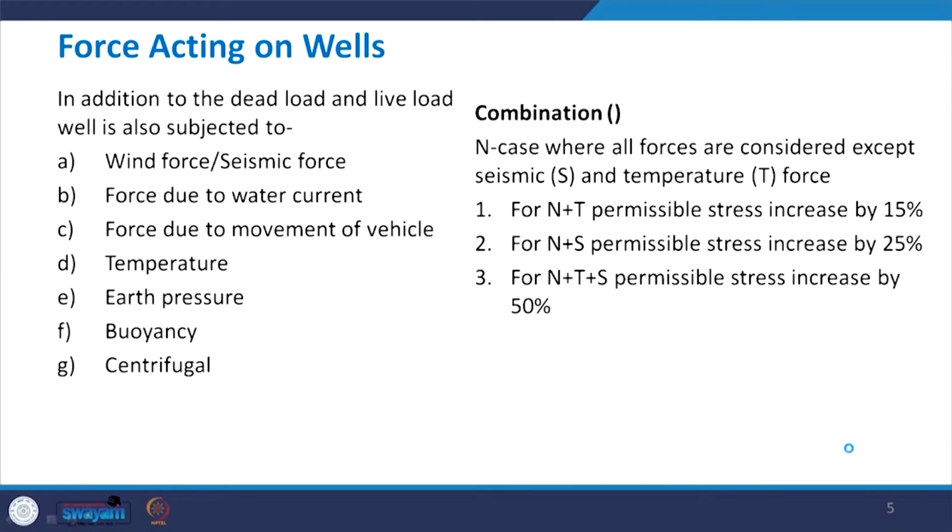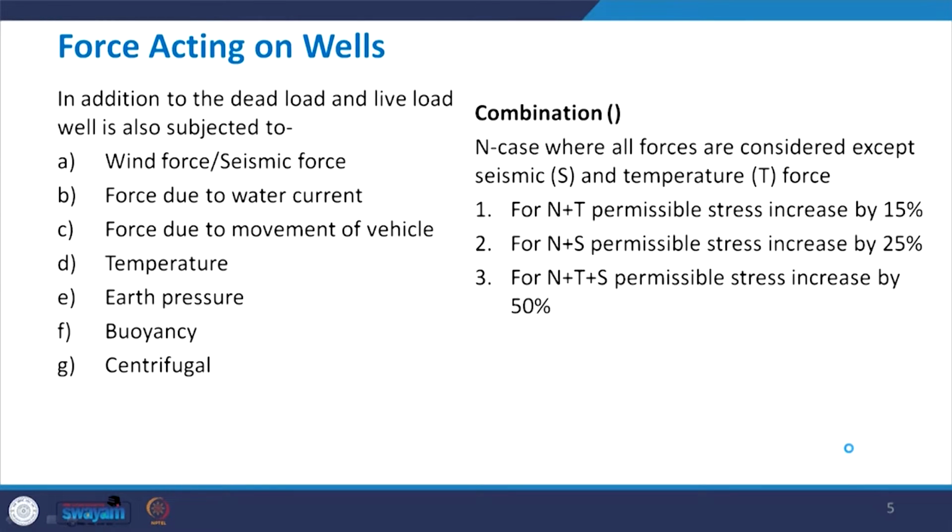So, when we talk about forces acting on wells, these are the list of the forces. In addition to the dead load and live load, the well is also subjected to the following forces: wind force or seismic force, then force due to water current, force due to movement of vehicle, temperature, earth pressure, buoyancy and centrifugal. These are the list, and there could be many others also. So, what you have is a combination of these forces.